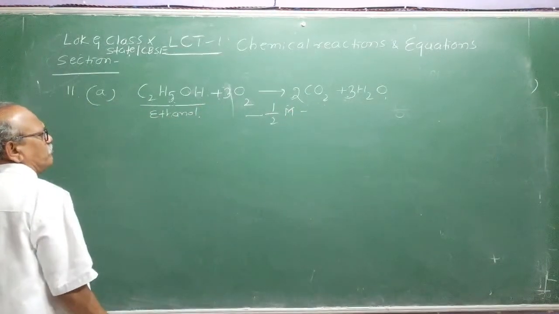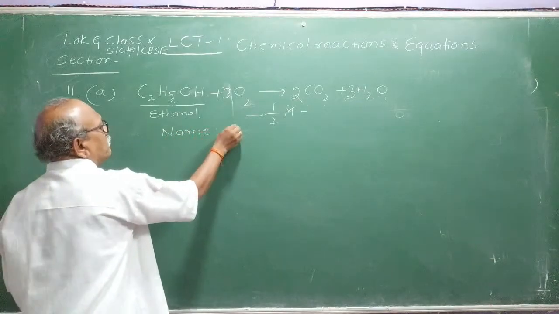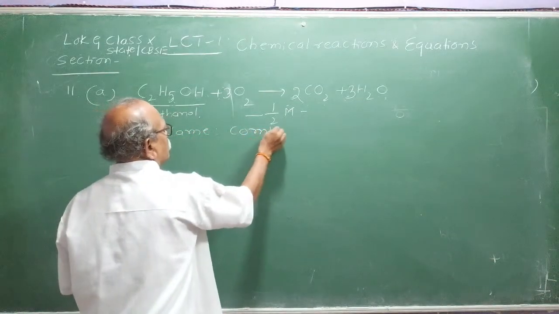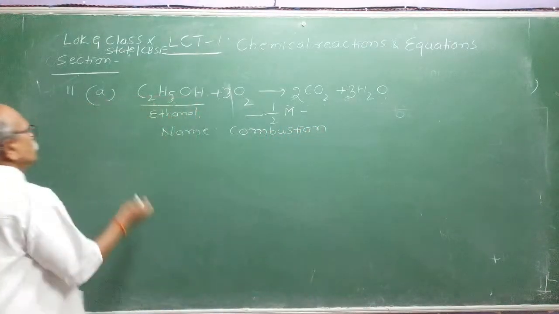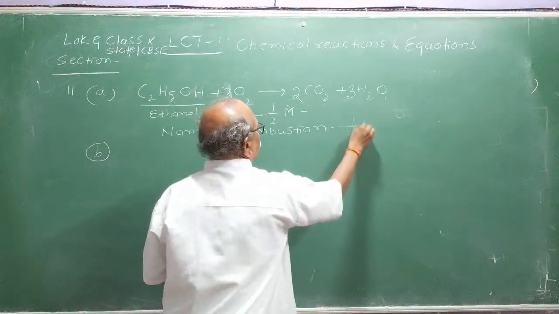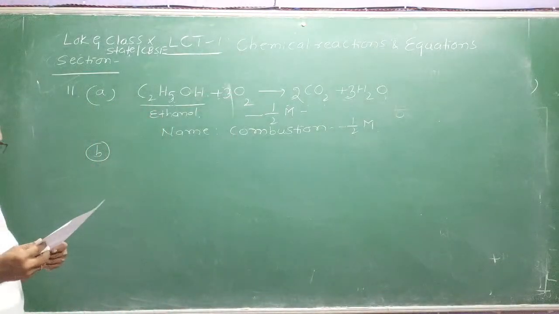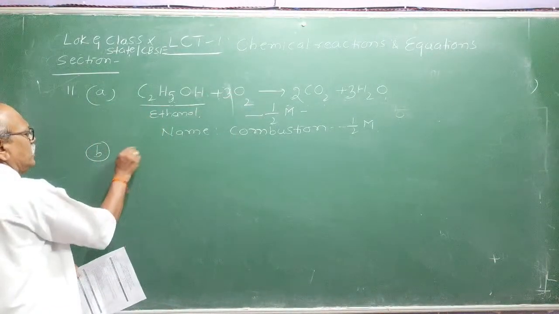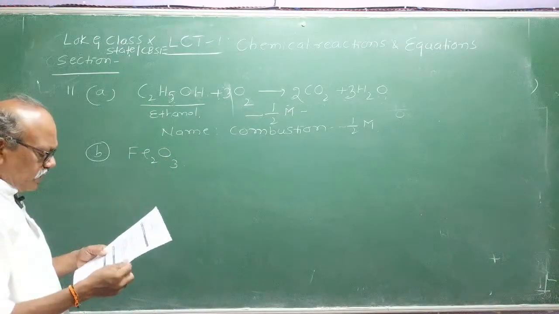Balancing the equation, half mark. Name the reaction. The reaction is a combustion reaction. Similarly, B. For this, you give half mark. Check your written paper correctly. You understand the methods taught here. It is a course, not a YouTube channel.